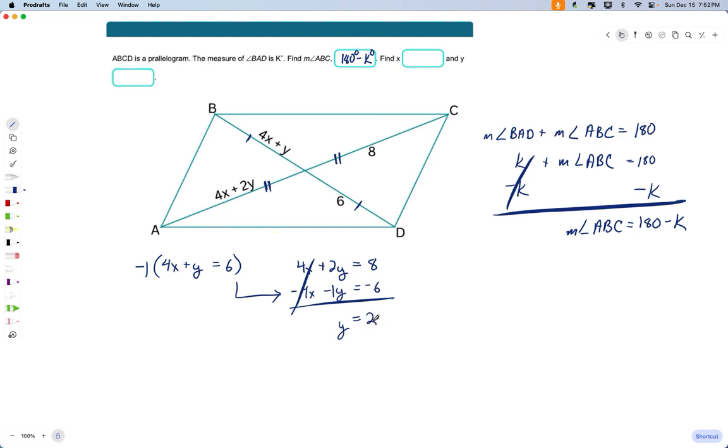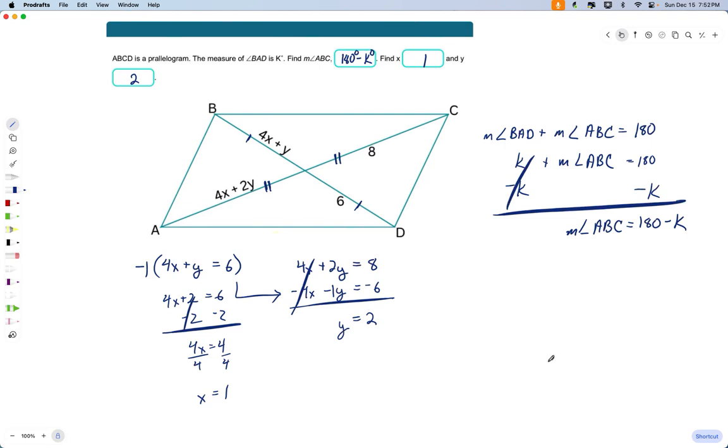Now all I have to do is go back over here. 4x plus 2 is equal to 6. Subtract 2 from both sides. This cancels. 4x is equal to 4. Divide both sides by 4. X is equal to 1. And that's your solution. Not so hard.